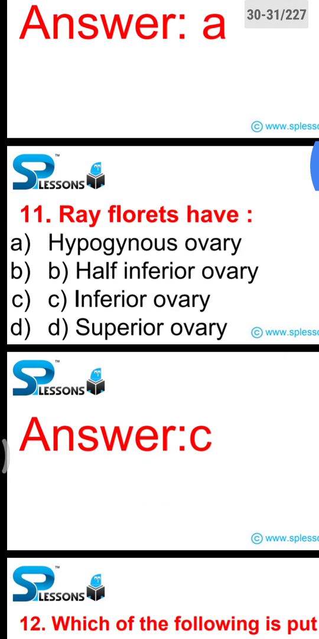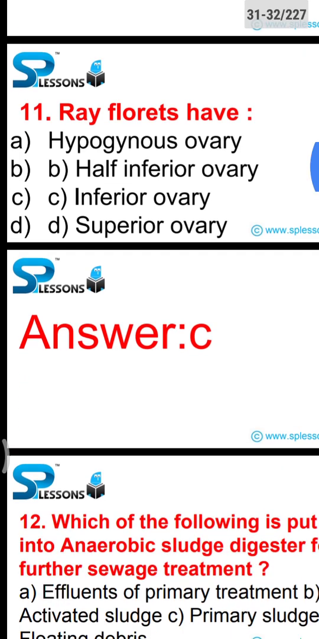11th question, ray florets have: option A, hypogynous ovary. Option B, half inferior ovary. Option C, inferior ovary. Option D, superior ovary. And the answer is option C, inferior ovary.